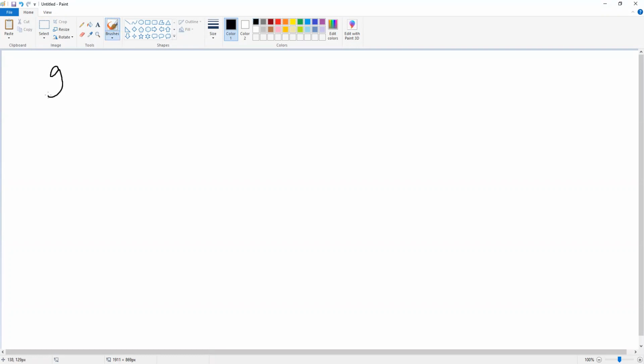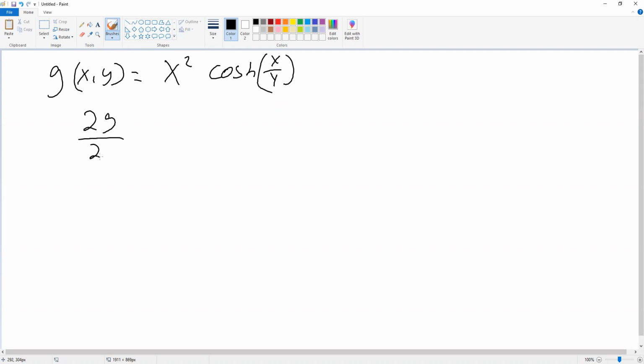So we're gonna have g of x, y, that's gonna be equal to x squared, cosh of x divided by y. Hopefully you guys know what cosh is. If you don't, let me know, I'll let you know what it is. We'll just make it simple again. dg of dx, dg of dy.